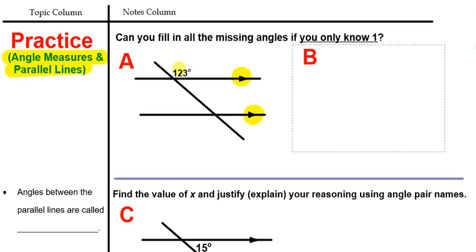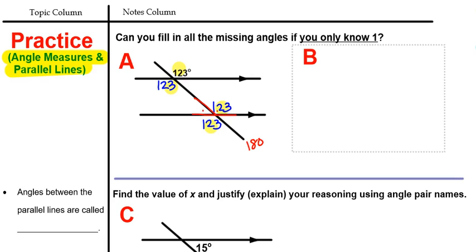So I know that if I have 123 degrees right there, I can fill in the 4 corners that all equal 123. So then that means that I can put 123 in all of these spots. And then it turns out that the other 4 spots are all going to be linear pairs or supplementary to the 123. If you notice, these 2 guys right here make a straight line.